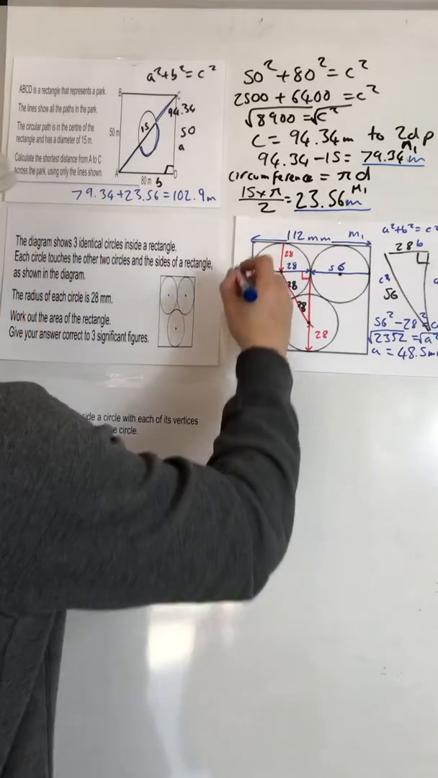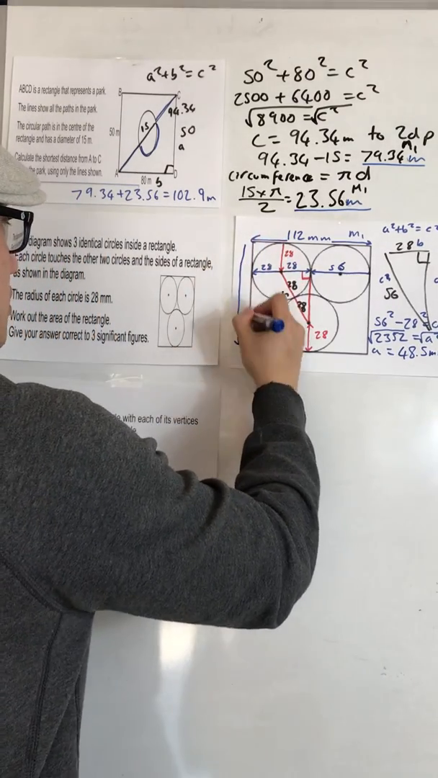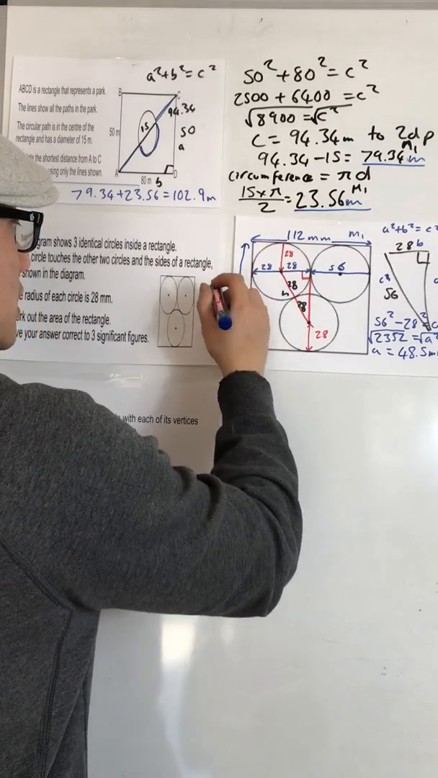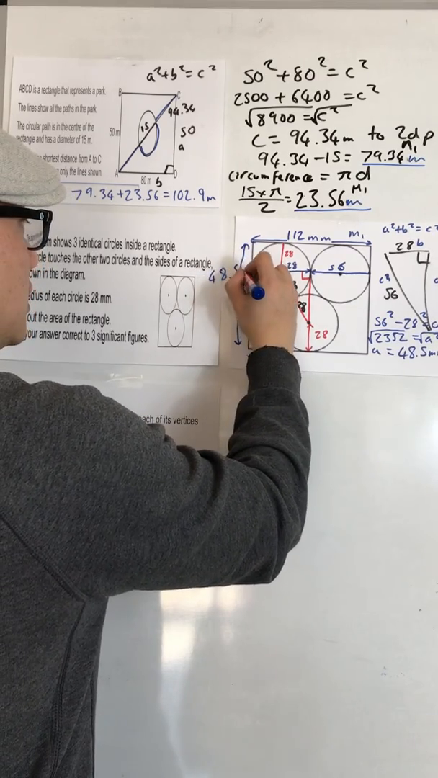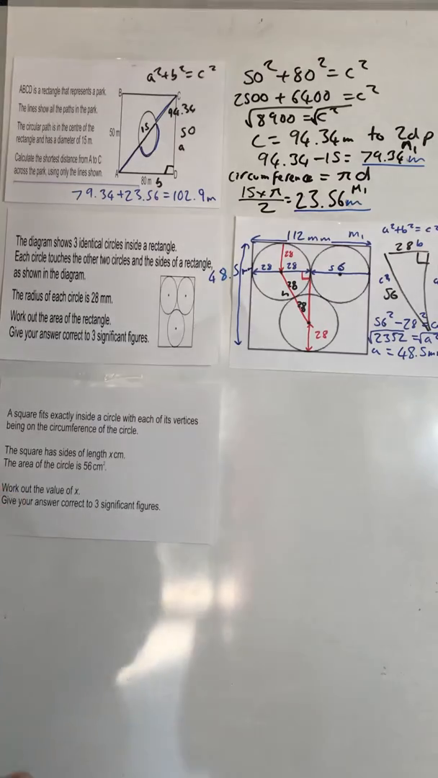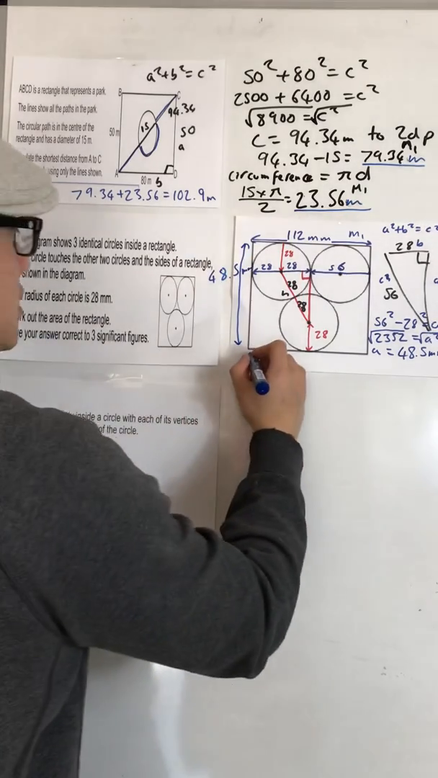That's millimeters. So that height or length is 48.5 millimeters. So to find the area, we just multiply these two.